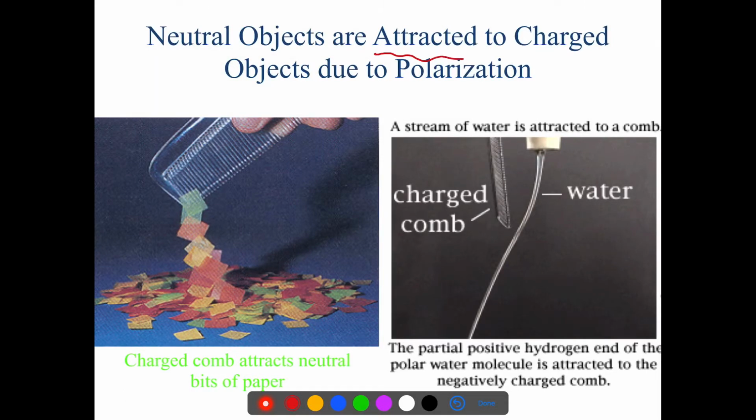So neutral objects are attracted to charged objects, and that's through polarization, because the electrons can move a little bit within these. For those of you in my class, remember when I ripped up the little pieces of paper and put them on the desk, and I brought the charged tape nearby, those pieces of paper flew up and went to the tape. And that's through polarization. And then also the same thing with the comb.